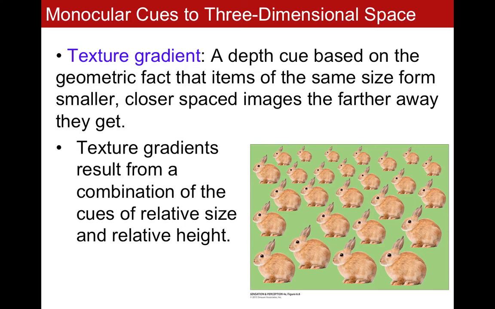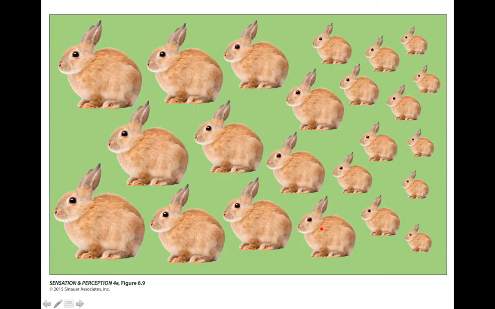Texture gradient is another depth cue that's based on geometry. Items that are the same size form smaller and more closely spaced images the further away they get. You can see a texture gradient here of rabbits. We're using rabbits a lot today. The rabbits at the top appear to be farther away than the rabbits at the bottom because of the cues of relative height and relative size, but they've also formed a texture gradient. So there's a combination of relative size and relative height, and that gives you texture.